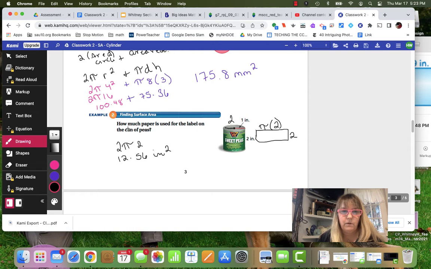But that's just finding what they call the lateral surface, which is just the actual label that goes around the can.